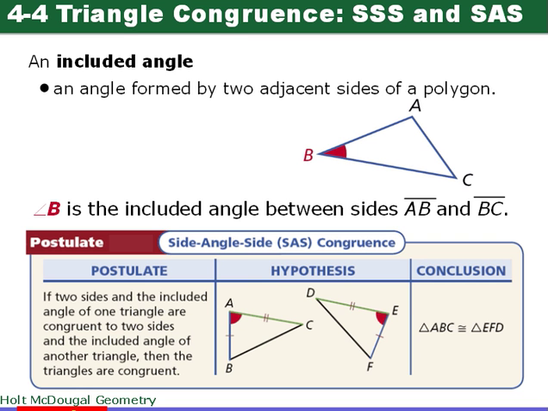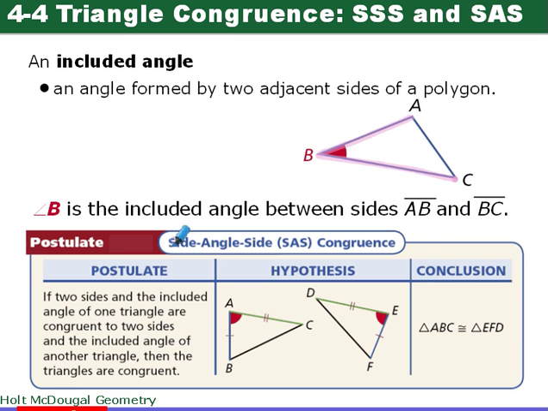Okay, before we talk about our side angle side postulate, we need to define what an included angle is. It's an angle formed by two adjacent sides of a polygon. So we have angle B here. It's formed by segment AB and CB, which makes this the included angle between those two sides.